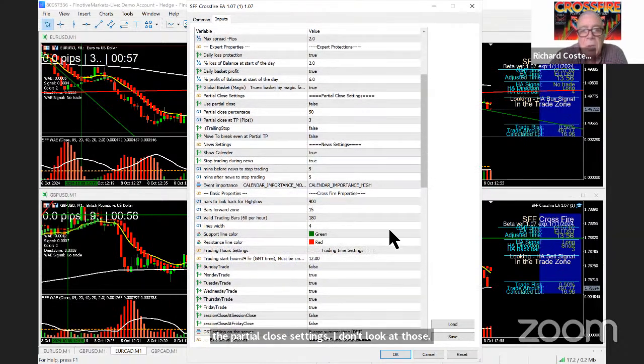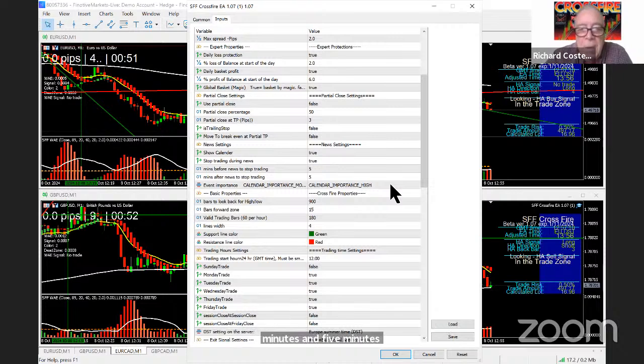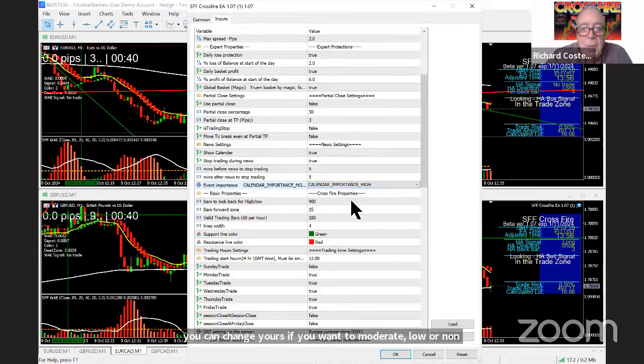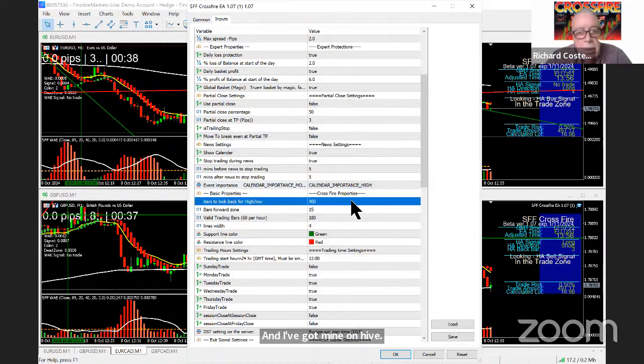I've changed them recently. I've got true and 5 minutes and 5 minutes, but only on high impact news settings. High impact news, I should say. So you can change yours if you want to moderate, low, or none, but I've got mine on high. This is the bit that some people get confused. The number of bars to look back on.